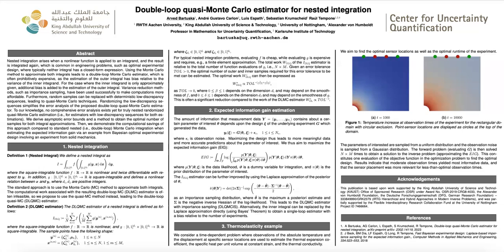And as it turns out, the experiment is most informative for intermediate observation times and sensor locations close to the circular exclusion.